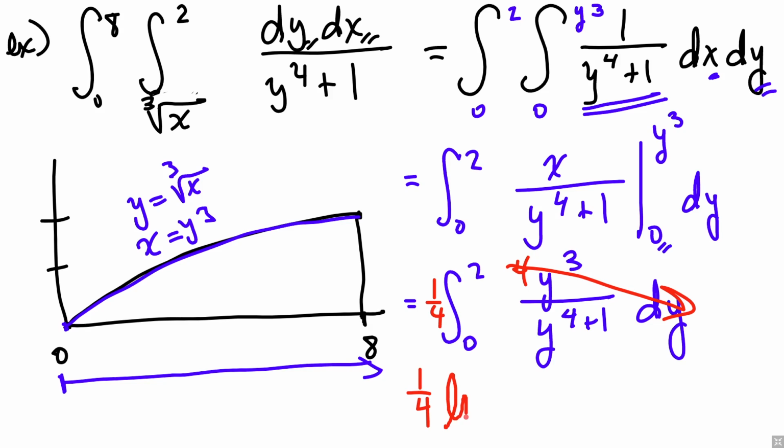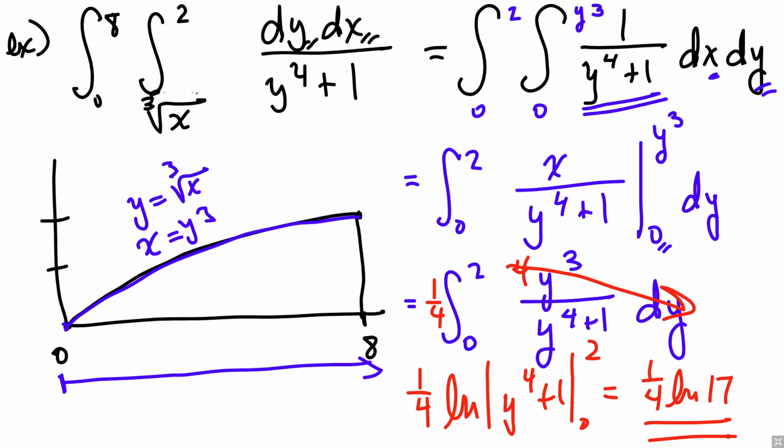1 over u is natural log, absolute value of y to the 4th plus 1, and evaluate it from 0 to 2. So we're going to have 1/4 times. If we plug in 2, we're going to get natural log of what? 17. And if we plug in 0, we're going to get the natural log of what? 1. We get the natural log of 1, which is what? 0. So this would be our answer.